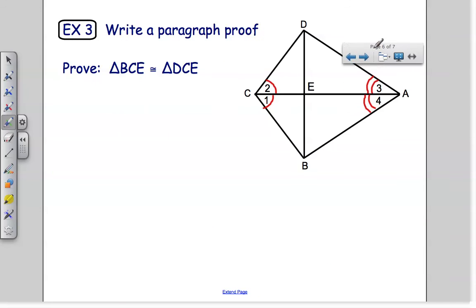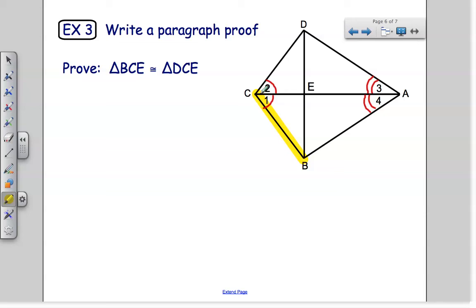And I got one more example that really challenges you a little bit. We're going to write a paragraph proof here. And look what we're ultimately trying to prove. We're trying to prove that triangle BCE is congruent to triangle DCE. Let's take a look here. Triangle BCE congruent to triangle DCE. Those are the two triangles I'm trying to prove are congruent.